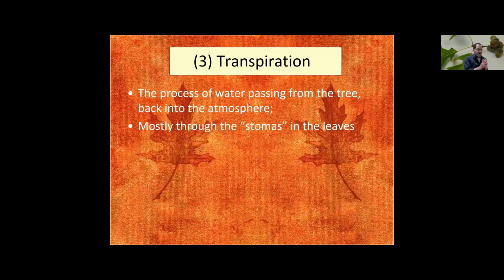Well, we're going to move on, moving right along here. We begin the third physiological process, and that's transpiration. That's the process of water passing from the tree back into the atmosphere. Mostly this occurs through the stomas in the leaves.